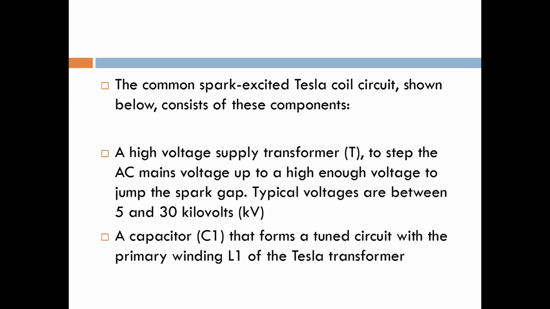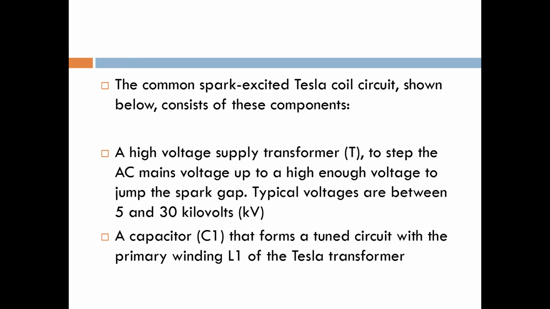Now we have seen the diagram of the Tesla coil. What are the components? What different components are going to be used, we have seen. The first one is the high voltage supply transformer to step up the AC mains voltage to high enough voltage to jump the spark gap. Once triggered, the spark gap's work is complete. The main function is to trigger the spark gap, when the typical voltages are between 5 and 30 kilovolt.